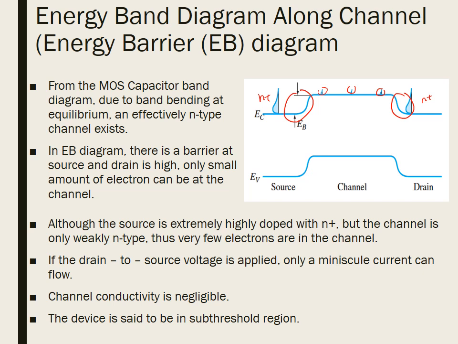It is so low that the channel conductivity is negligible, so if the drain to source voltage VDS is applied, only a minuscule current can flow. At this point, the device is said to be in the subthreshold region.